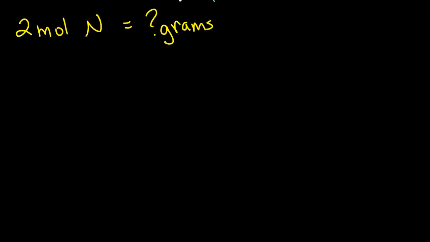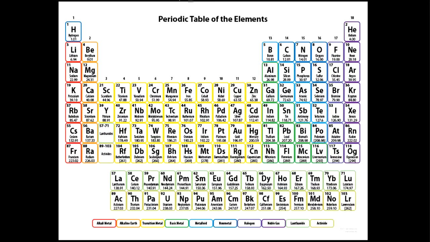So let's say I have 2 moles of nitrogen, and I want to know how many grams is that? What's the mass of 2 moles of nitrogen? Well, I need to go to my periodic table and figure out what is the molar mass or the atomic mass number of nitrogen. So I'll look for nitrogen on the periodic table.